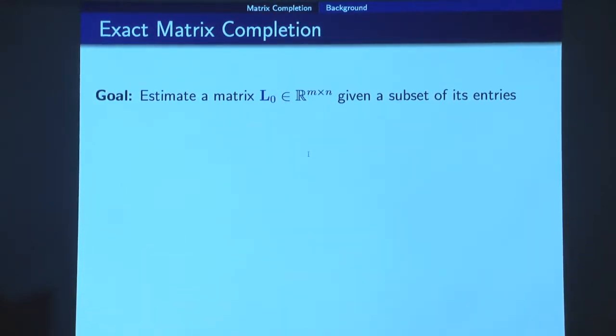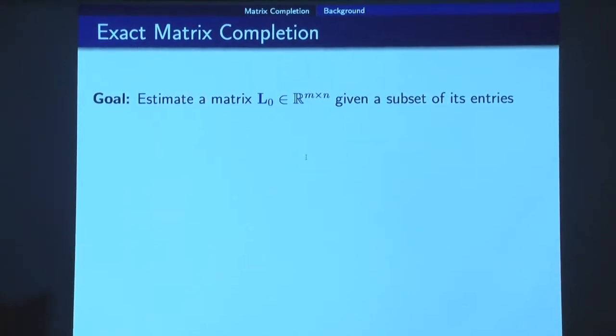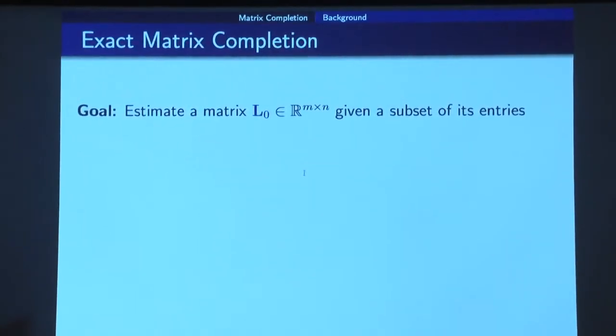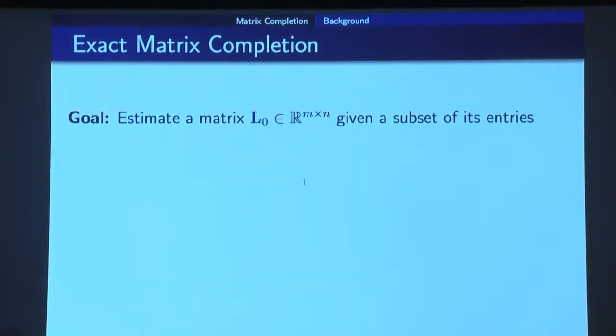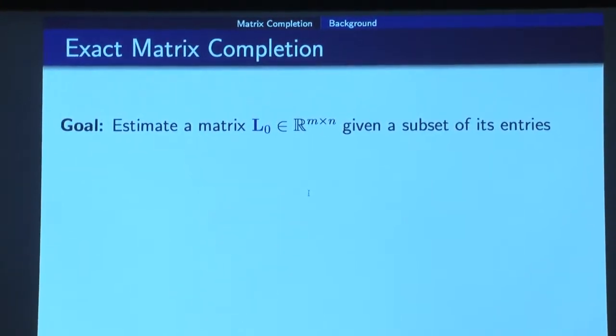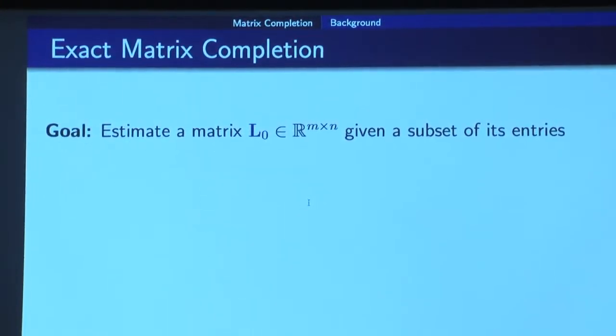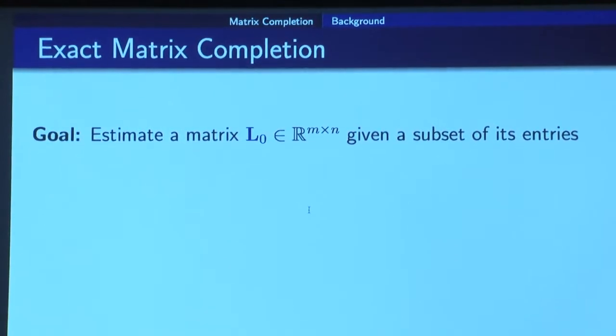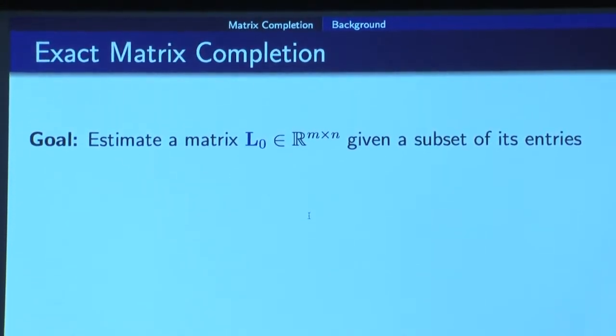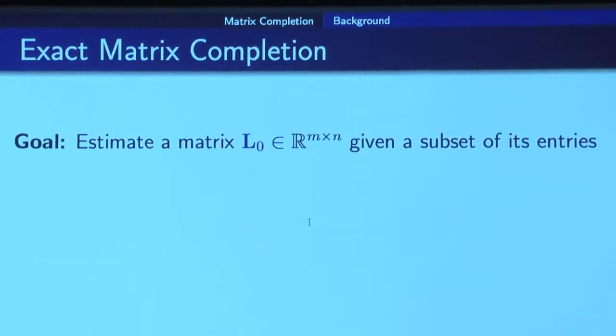OK, so let's go back to our goal. This is how I defined it. Given a subset of entries of your matrix L0, estimate the entire matrix. And in practice, we're not even this lucky, because we don't see the real entries of the matrix, we see some noisy version of those entries. So this is what you might call the exact matrix completion problem.